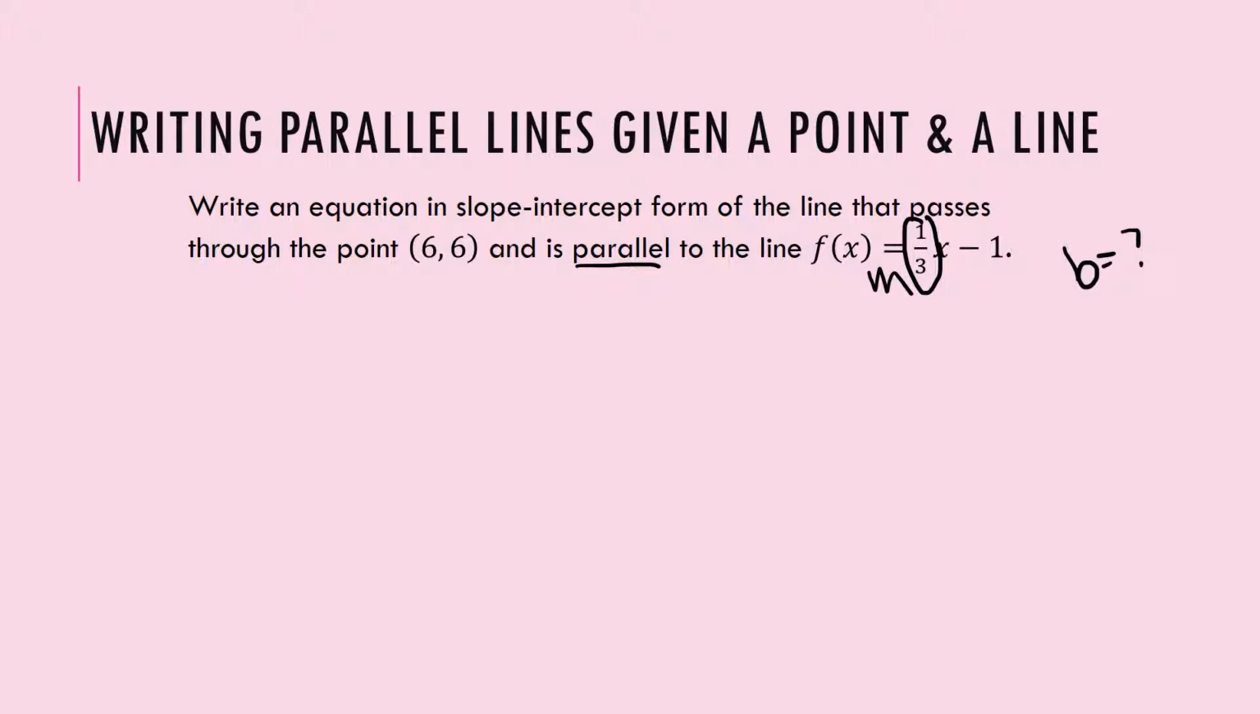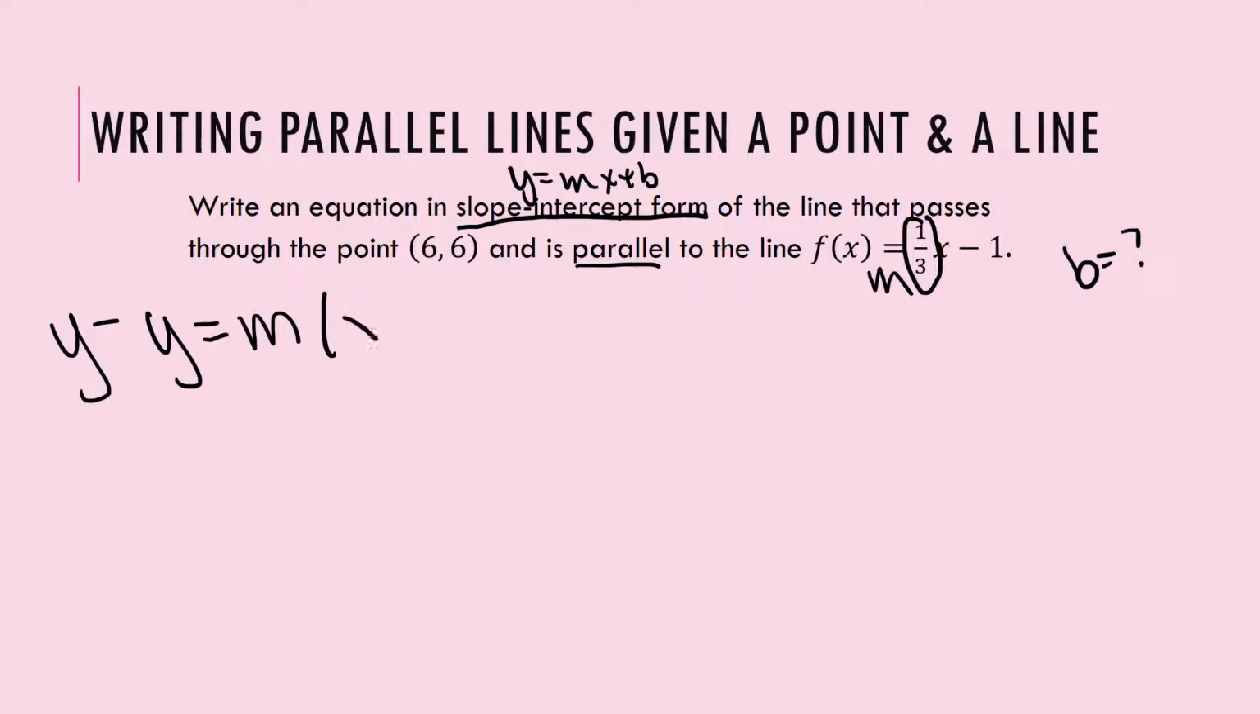Okay, you guys, so when you were in Algebra 1, you learned slope-intercept form, which is y = mx + b. But you probably learned this form, which was y - y1 = m(x - x1), which is called point-slope form because you've been given a point and a slope. That's where this comes from.